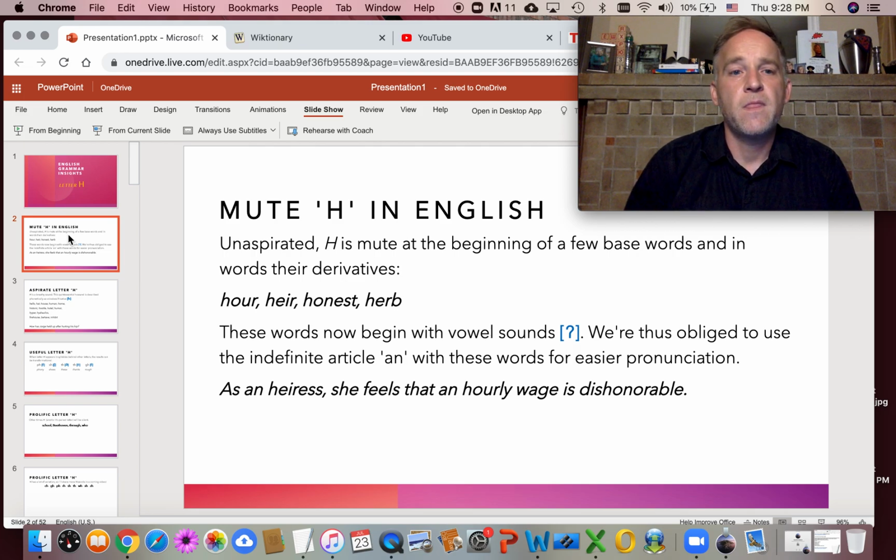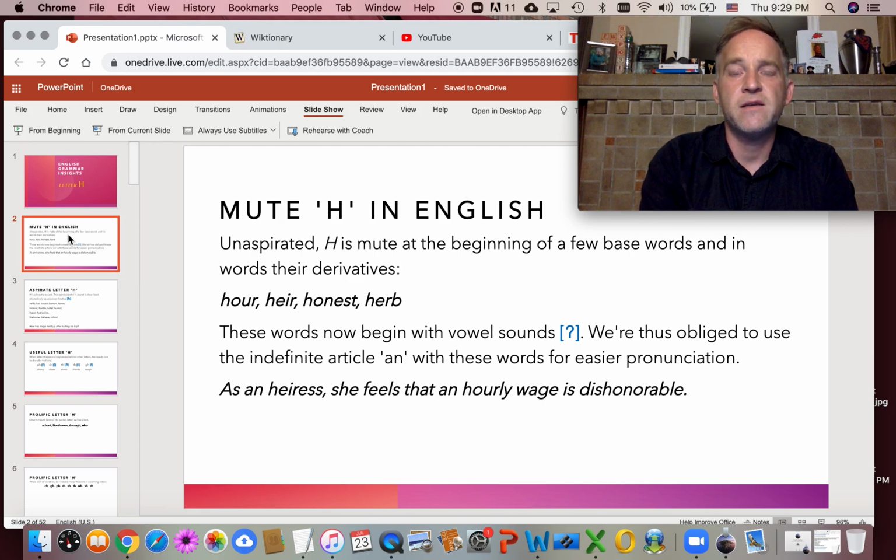So, hour, air, honest, herb. And herb is one that people could argue with you can be pronounced with an H. In my dialect of English, it is not pronounced. And so we do have to use the article an with these words, since the mute H causes the vowel sound to be the onset sound, or the beginning sound, of the word.